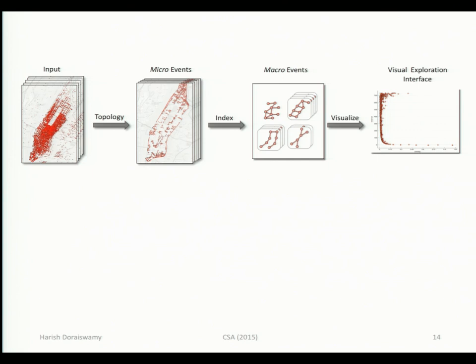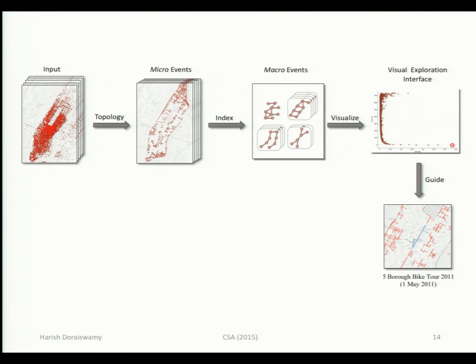Using this index, we create a couple of simple visualization widgets and an interface from which users can quickly find potentially interesting events and view what those events are. In this case, using the visualization and just selecting an outlier from the graph, you can actually get the bike tour. Moreover, if I want to search for all other patterns similar to the bike tour, I can do a query and get the different events.